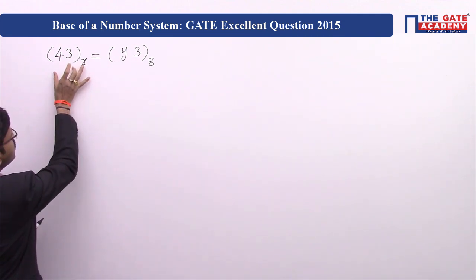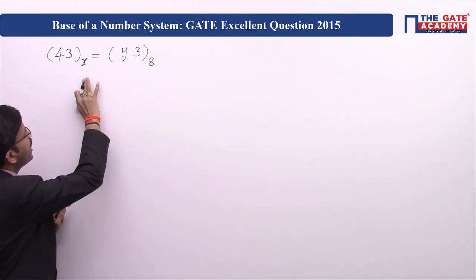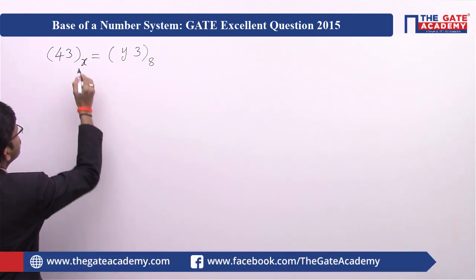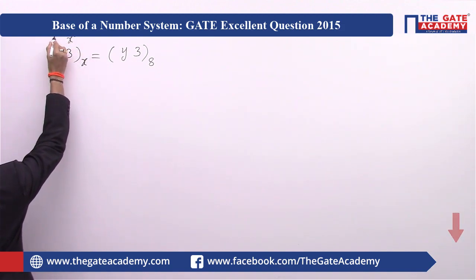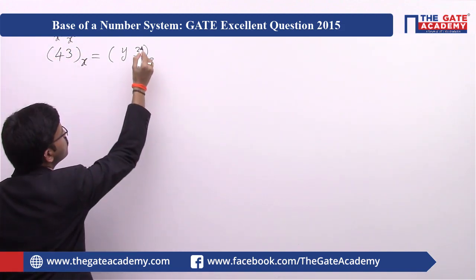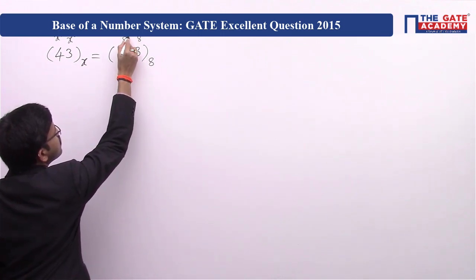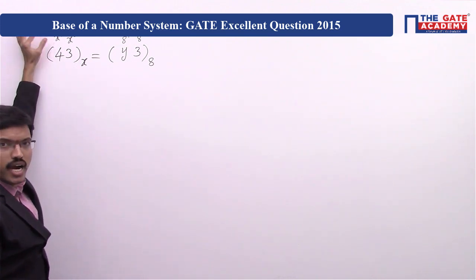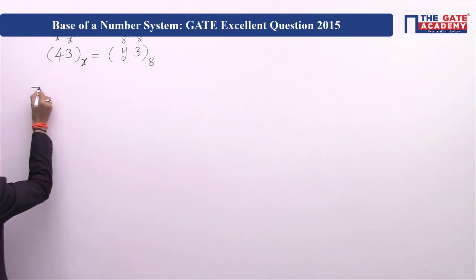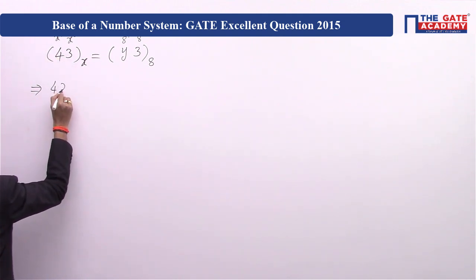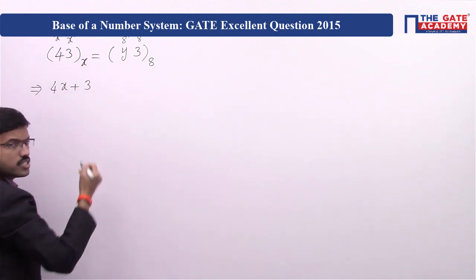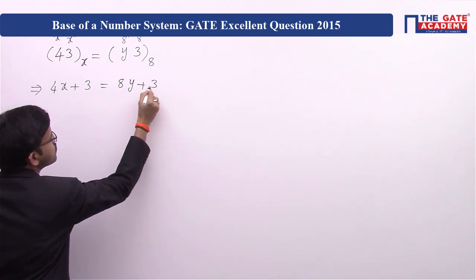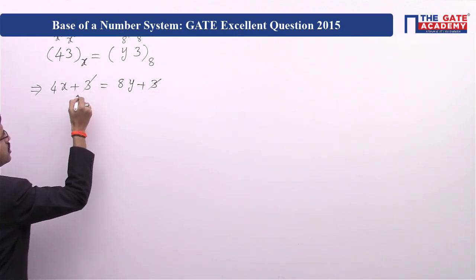Here this particular number belongs to a number system having base x. Here the base of the number system is 8. So now you can write the positional weights here, x power 0, x power 1. Here positional weights will be 8 power 0, 8 power 1. Now in order to get the equivalent value, multiply each digit with the respective positional weight and then add. So here we will get 4 into x plus 3 into x power 0 is 1 equal to 8 into y plus 3. Here 3 will get cancelled.